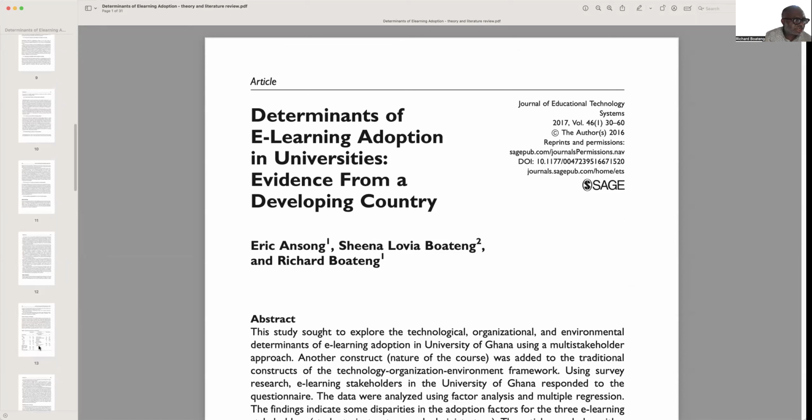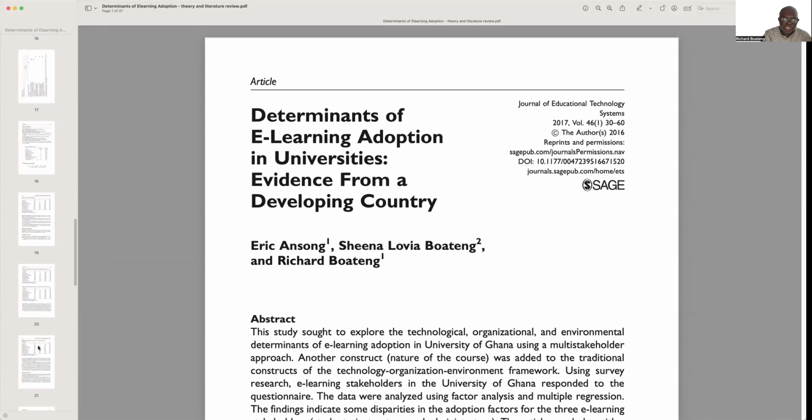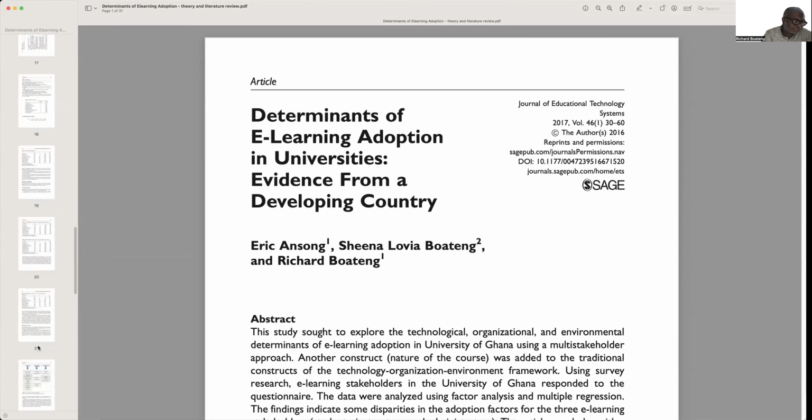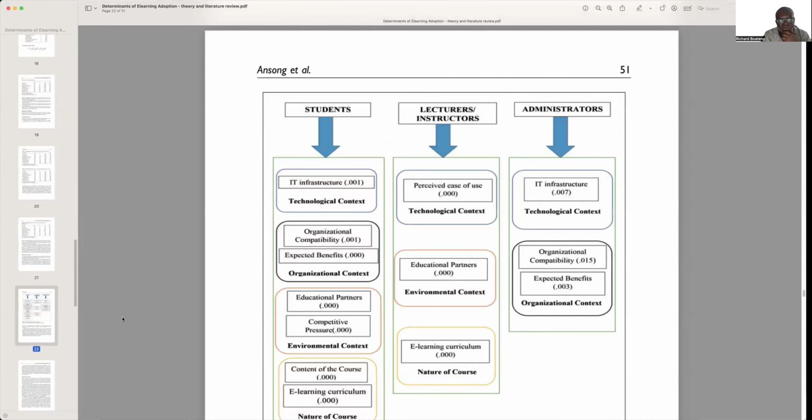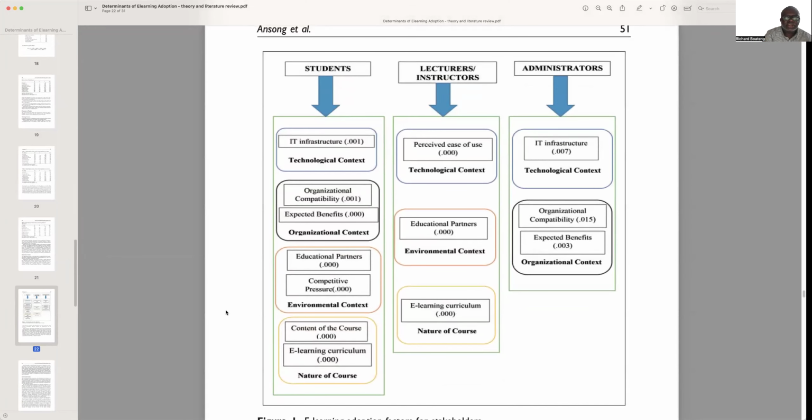So they didn't have a diagram for the work, but they have a schematic diagram for the model, and they explained it in the literature. But when they finished, they drew it out in terms of the outcome model. The outcome model looks like the students, the lecturers, and the administrators. So the nature of the course is added to the factors that can influence the researchers.